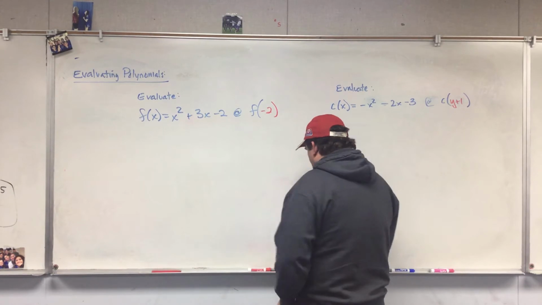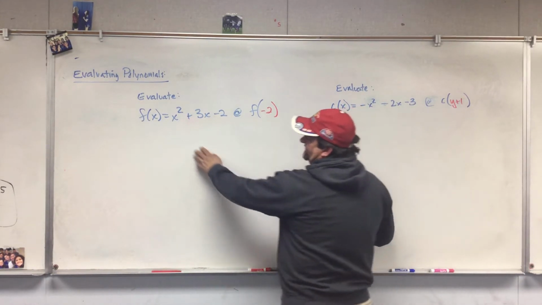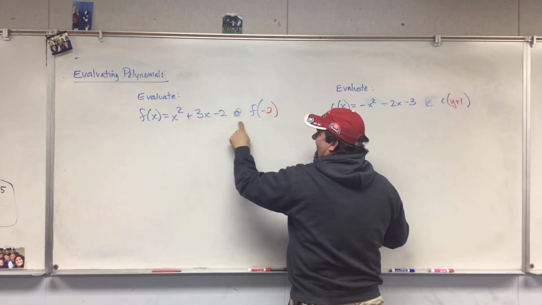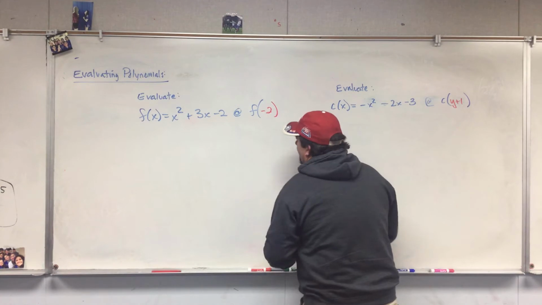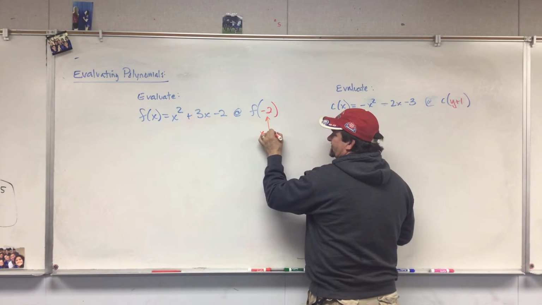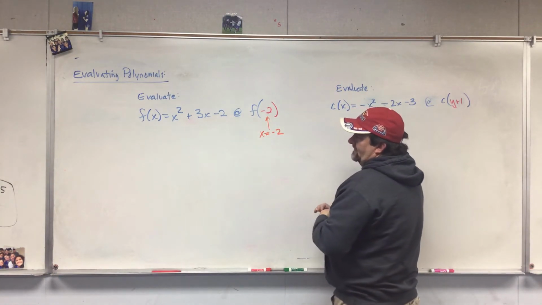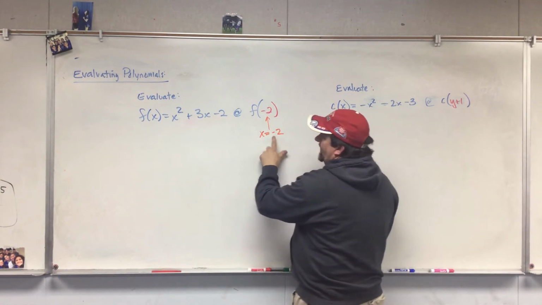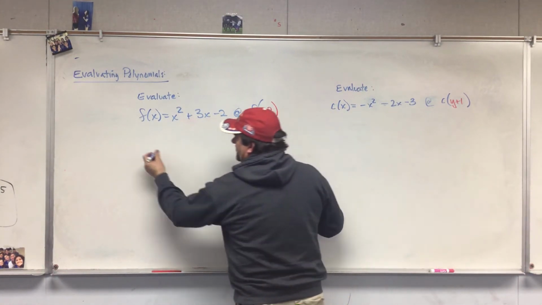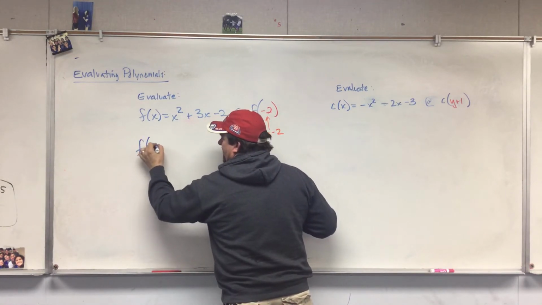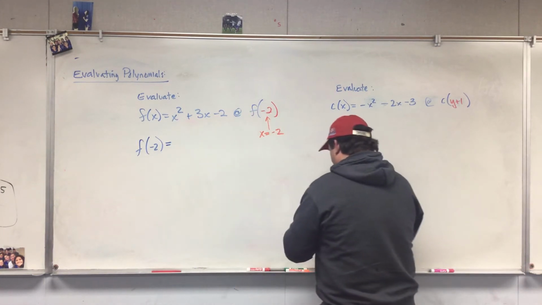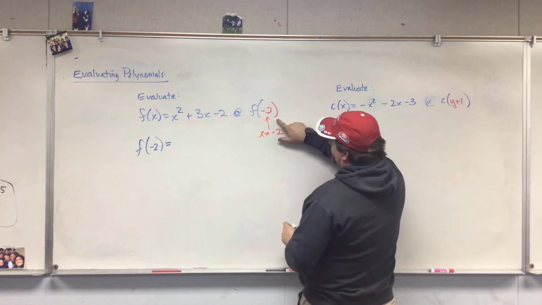So evaluating just means you're going to substitute. So we've got f of x equals x squared plus 3x minus 2, and we want to evaluate it at f of negative 2. Now don't forget that that just means x equals negative 2. So what we want to do is evaluate when x is negative 2. So this is what it'll look like if it's written properly. The function when x is negative 2 is equal to, and then we just start plugging this in.